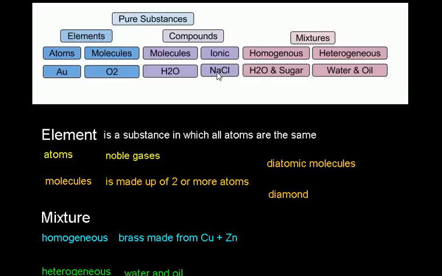An example of an ionic compound would be table salt, NaCl. And as we said, mixtures can be homogeneous, so we can have water and sugar. Brass would be an example of a homogeneous mixture. Or gold, that's impure, that's made with different metals, would also be an example of a homogeneous mixture. And an example of a heterogeneous mixture would be water and oil.